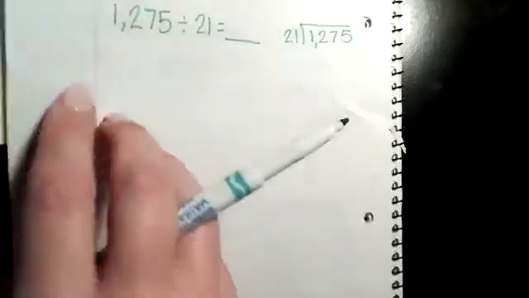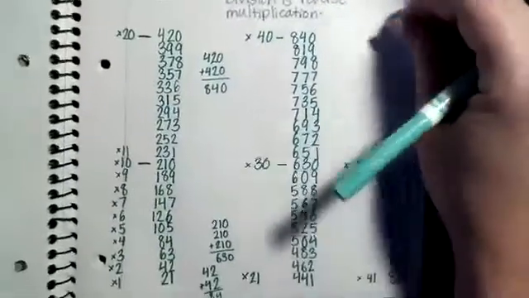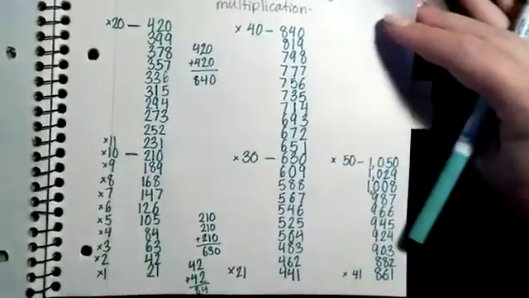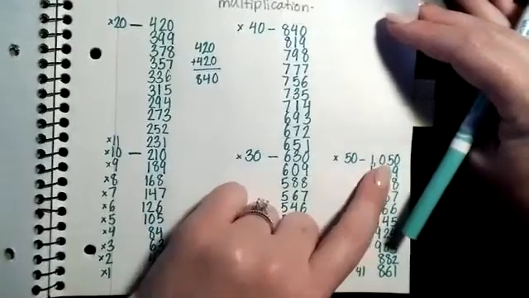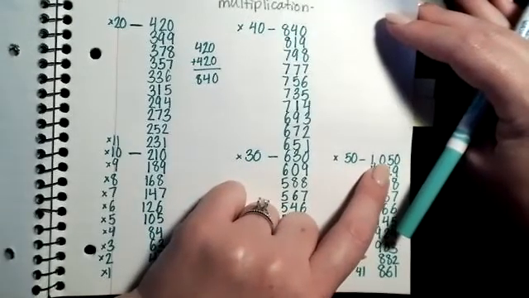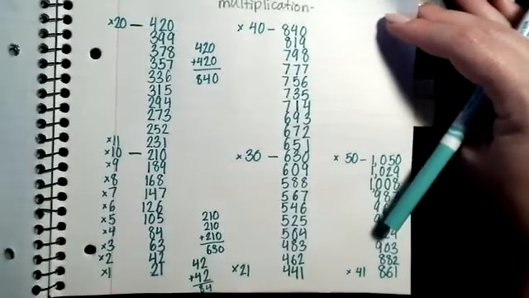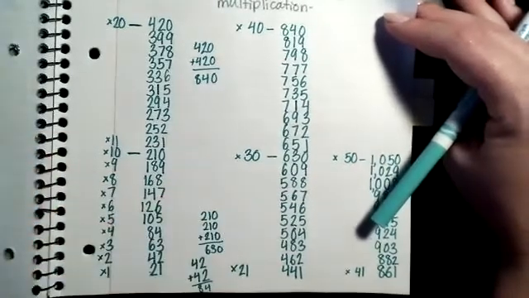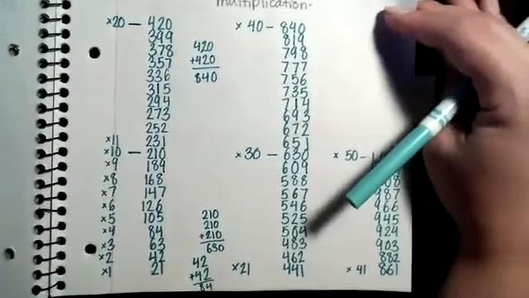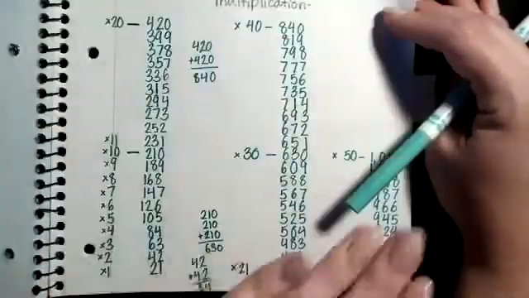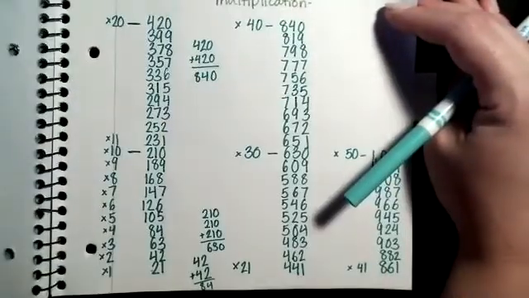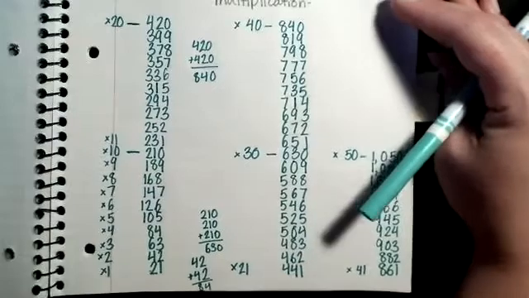If I look back at my multiple table, or tower, I'm sorry, I always call it a table for some reason. Okay, my tower only goes up to 1,050. I need it to go up to 1,200. So there's a couple different ways I can do that. We can do one of the ways we just talked about, or we can do some other ways using some of the multiples we already see on our multiple tower.